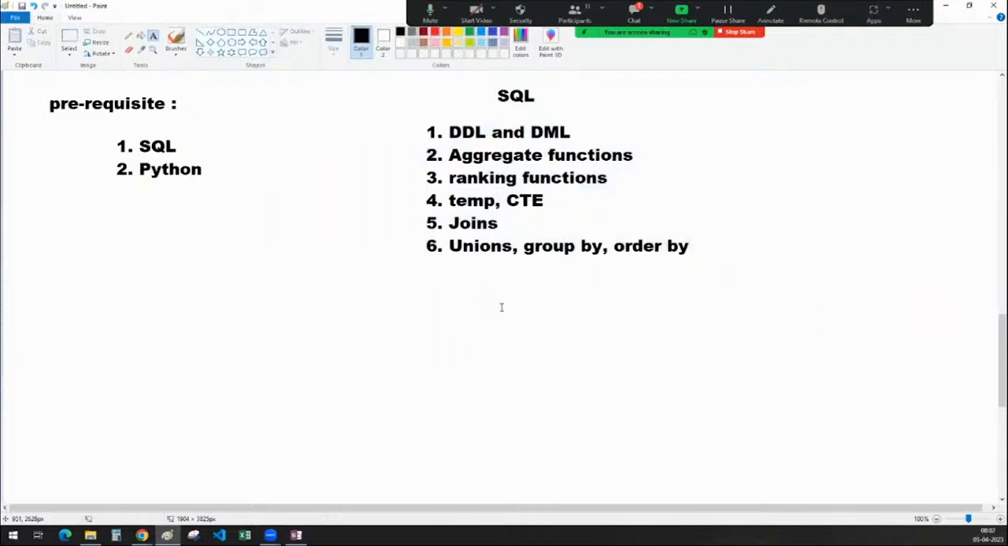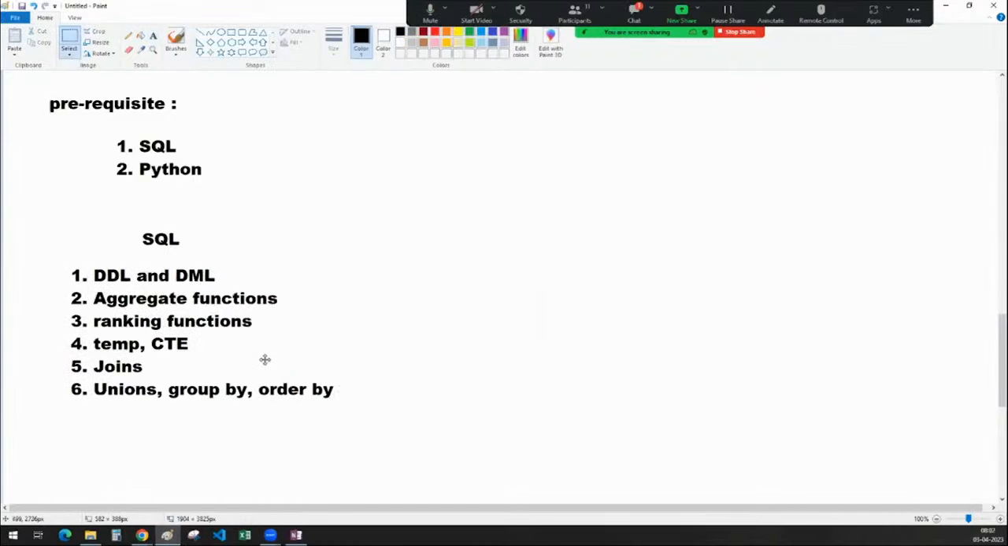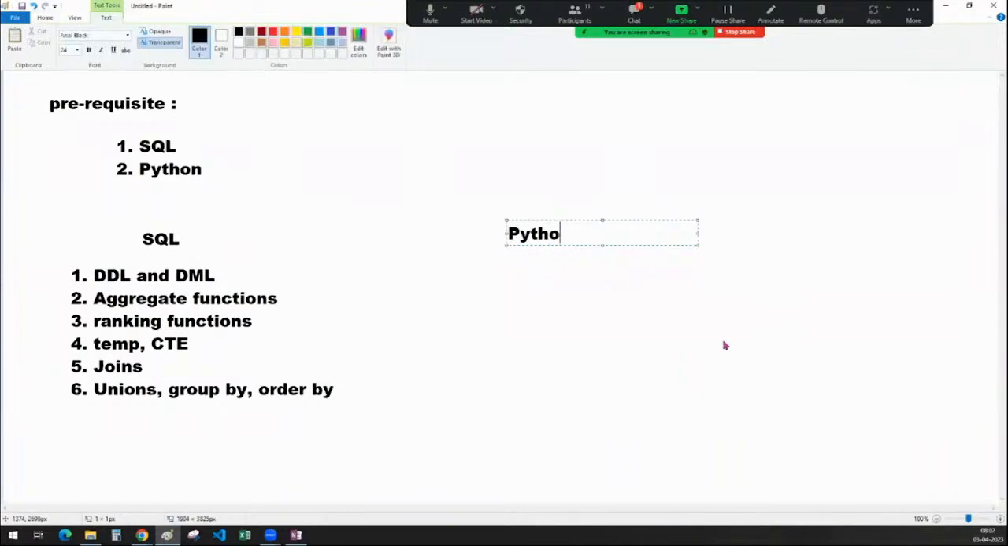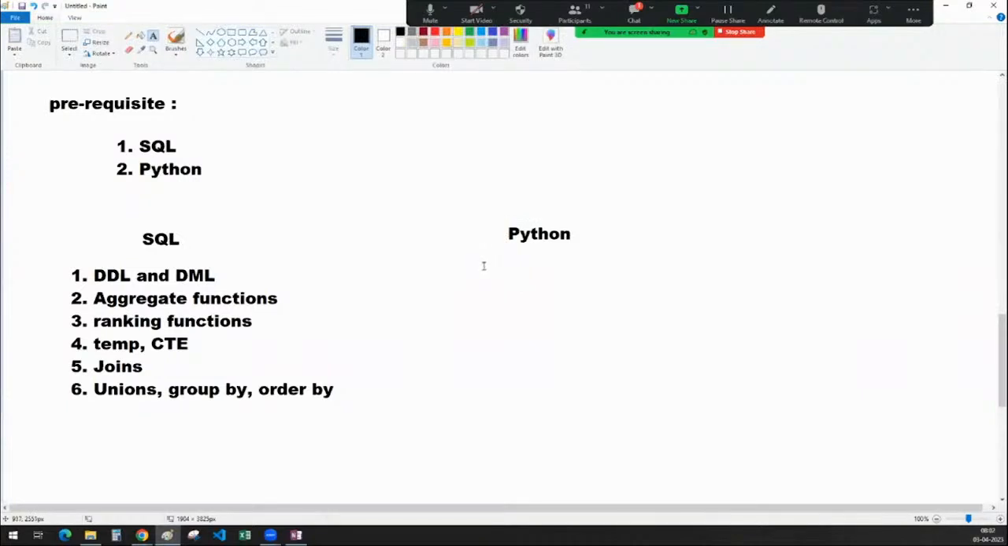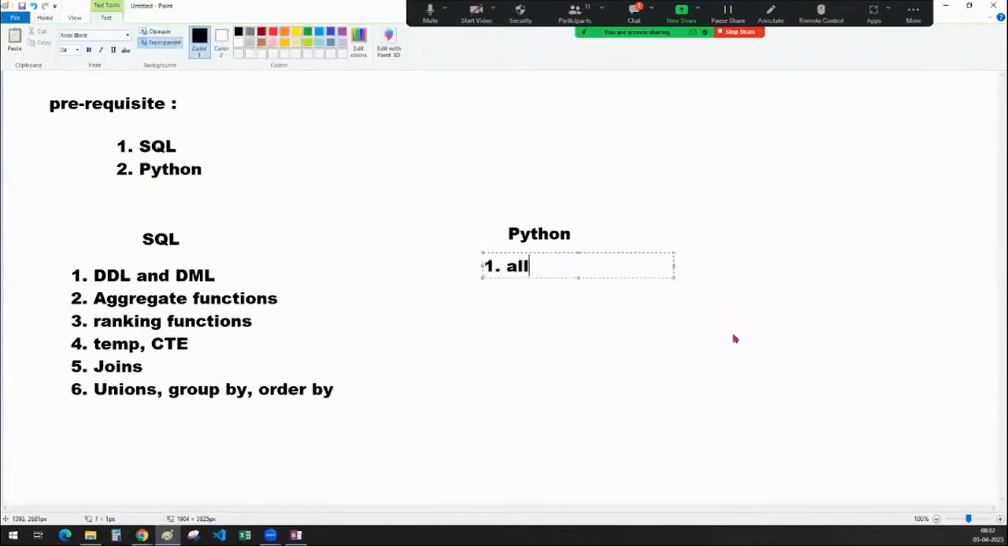For Python, I would expect you to have, first, data types, guys. All the data types and their differences. It's a very important thing and it actually takes a lot of time to understand these data types. The very next thing is aggregate functions: how do you do it in Python? If you get time, look at map and reduce.